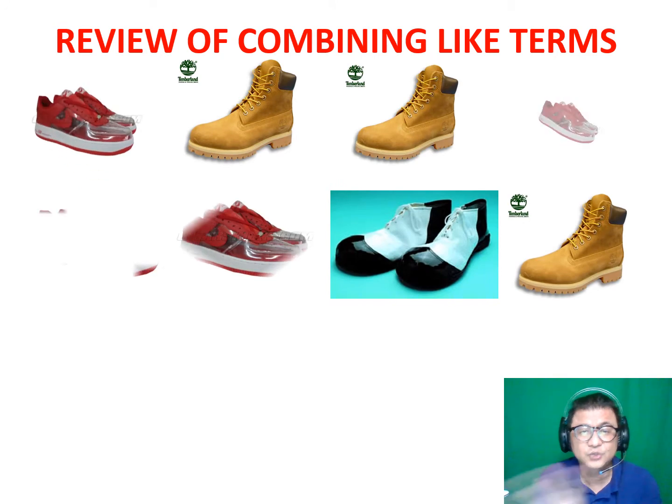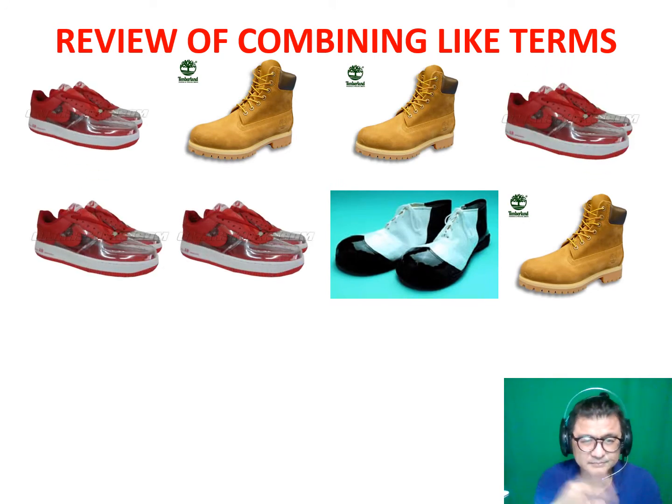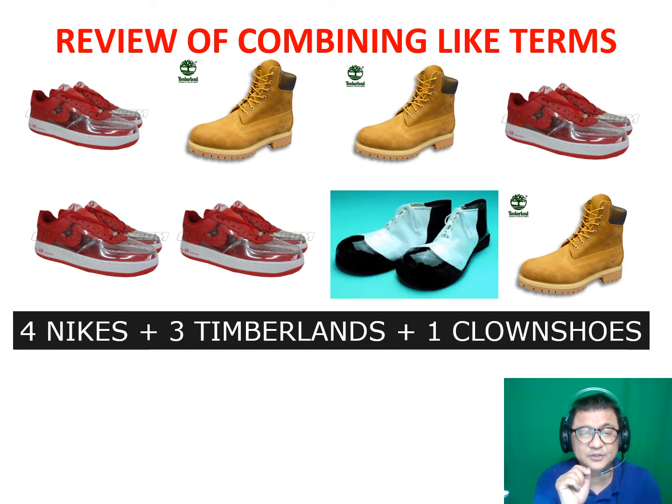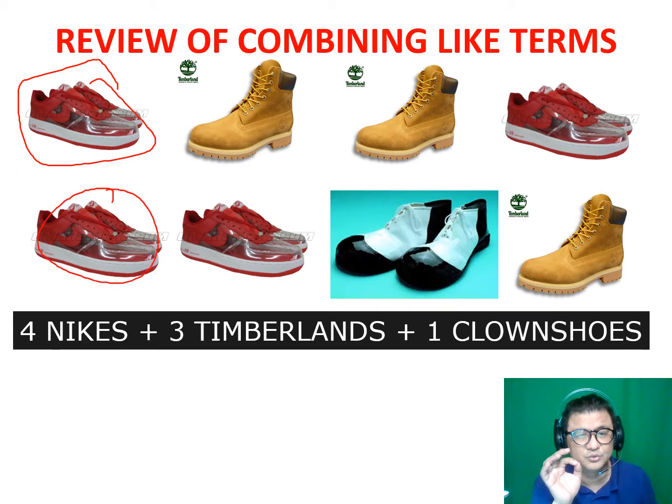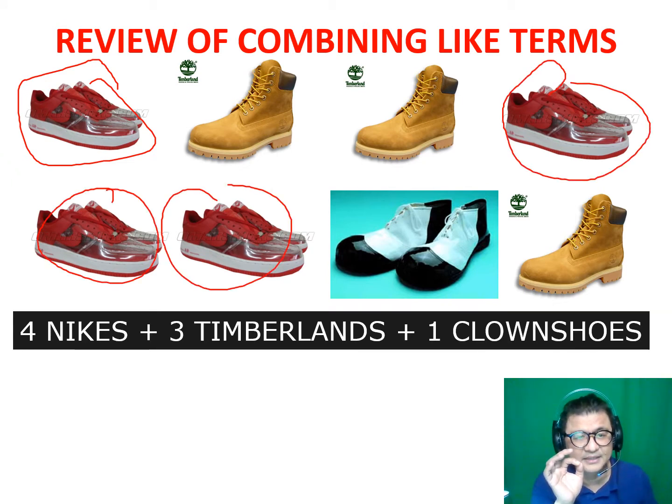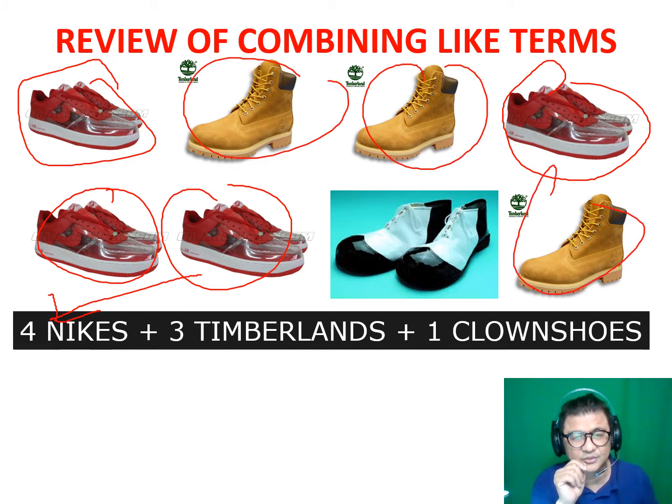Now, check this out. So I have here different types of shoes, right? So obviously, what can you say? There are one, two, three, four of the red shoes, and then three of the Timberland shoes, and one of the, what's that? A clown shoe. So let's write it down. Four Nikes, the red one. Where did we get that? We got that from the red Nikes. One, two, three, four. We combine them as four Nikes. Three Timberlands, and one clown shoe.